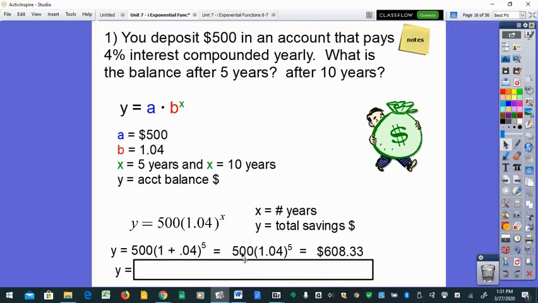And then I go to my calculator, 500 times 1.04 raised to the fifth, and you should see about $608.33. Again, rounding to money would be rounding to the hundredth. Put my dollar sign in.